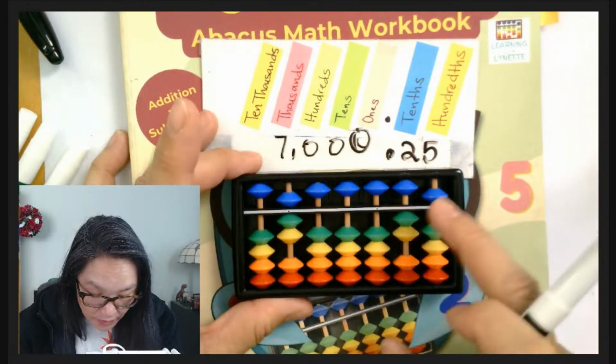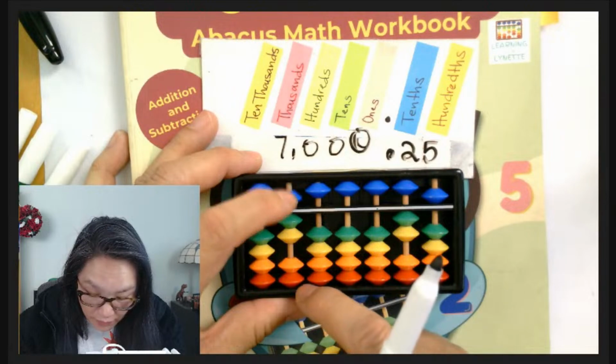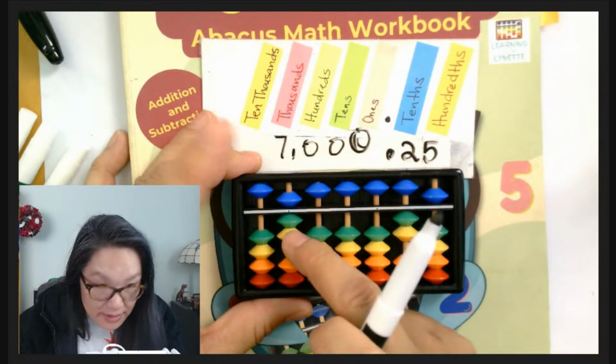So what we're going to do is we understand how to break it apart. This is what we call decomposing, because we have 1, 5, and then 6, and then 7.